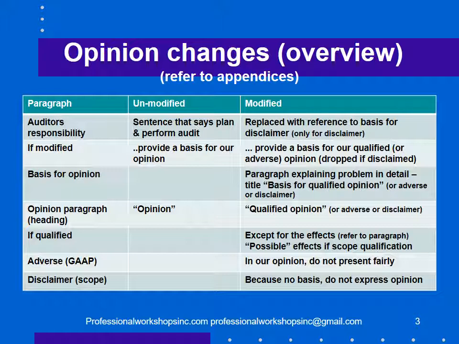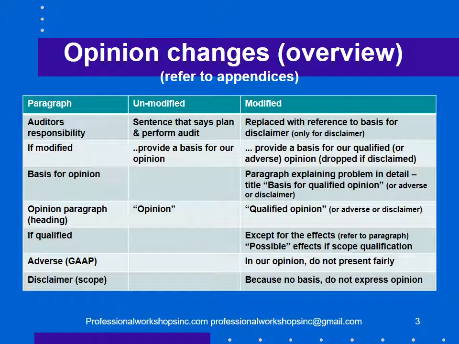And if we are qualified, we've got the one where there's only one problem. We would say except for the effects of, and then we would refer to the basis for qualified opinion paragraph where the problem is described. If it's a scope qualification, we will say except for the possible effects, because our scope was limited. We couldn't observe opening inventory. It might be right, it might be wrong, we don't know. So it could be that there is no effect, so that's why we say possible effect.